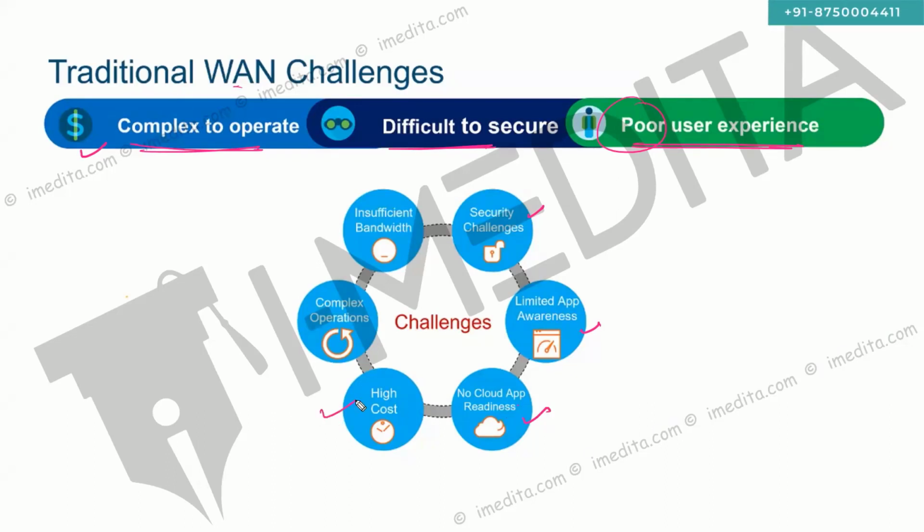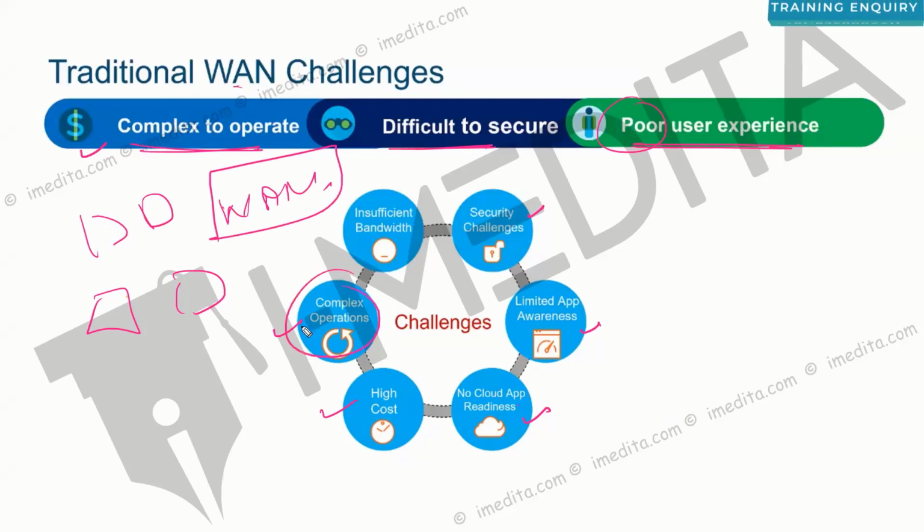The maintenance cost of the traditional network is comparatively high. The management of all the WAN devices, I'm just talking about the WAN devices. The management cost, the operations and configurations of the traditional WAN are going to be comparatively higher.